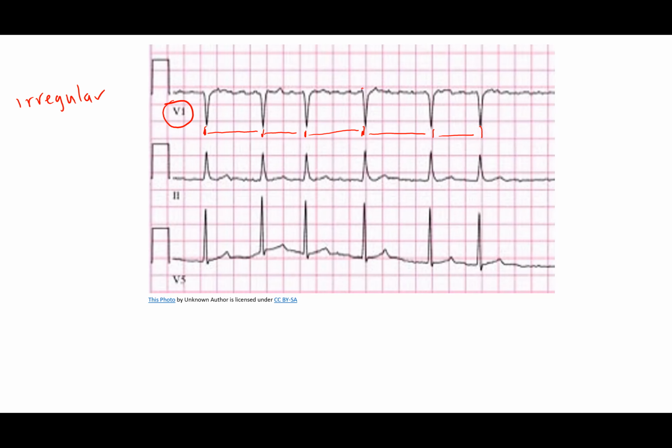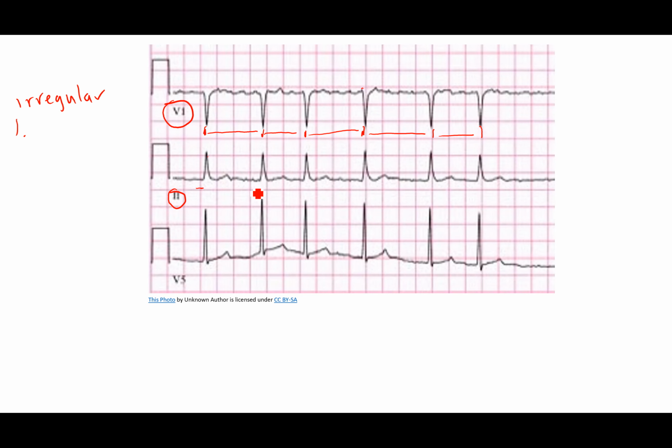Okay, so it's irregular. Now let's go through our P wave questions. The first question was, are P waves consistently present? We're going to look at lead 2 for this, if possible. So let's look at this QRS. Is there a P wave?